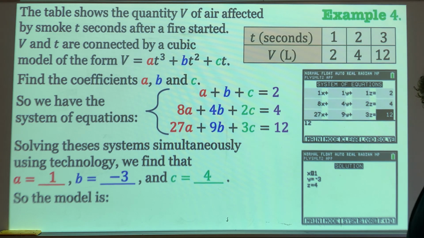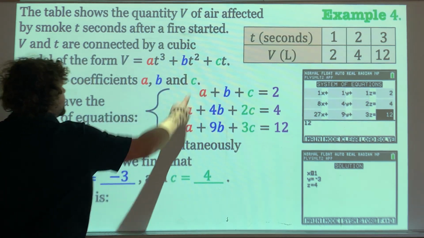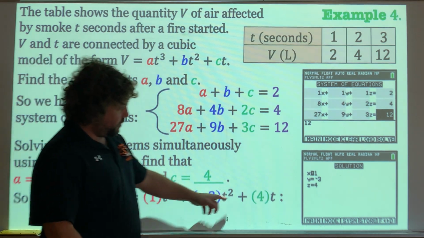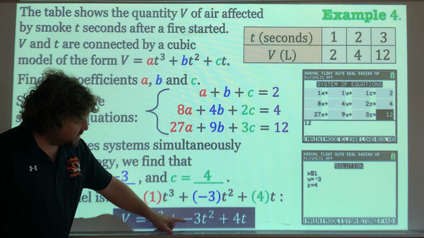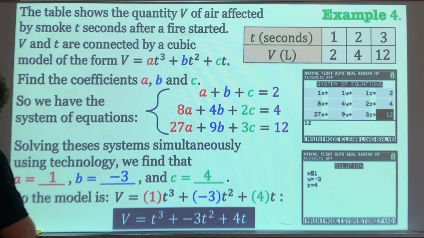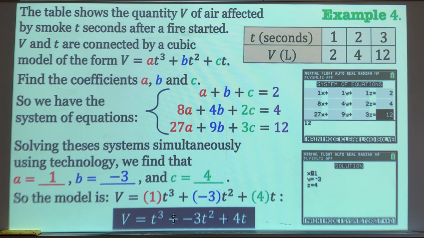All right? Now, on top of that, you can make the model. This is our original model. Plug your A in for A, your B in for B, and your C in for C. Volume equals 1 t cubed plus negative 3 t squared plus 4t. You're not squaring this 3. So your answer is t cubed plus negative 3 t squared, or minus 3t squared plus 4t. Right? And that is all she wrote. I actually just like minus t squared. I don't like to put the plus there. It's correct technically, but I'm not a fan of putting both.